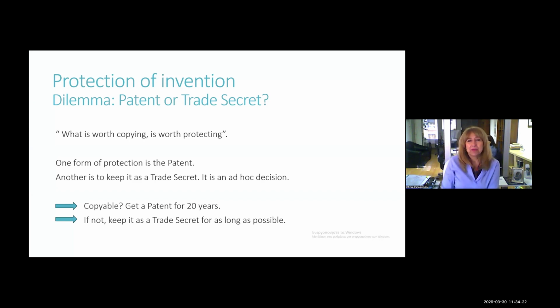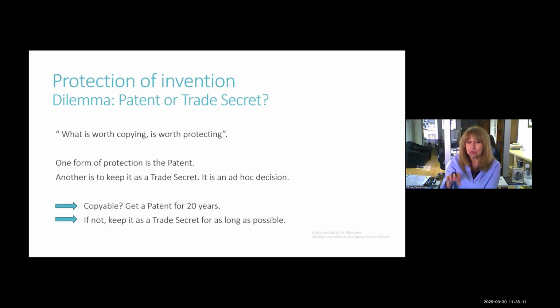It is said here that what is worth copying is worth protecting. Yes. However, we must always try to find the best way to protect something, its patent. So one form of protection is the patent, another is to keep it as a secret. It is an ad hoc decision. Yes, it is a decision that must be taken regarding the specific product or the specific method. So the question to be answered is, is the product or the method copyable? What does it mean, copyable? It means, is it possible for my competitor, if he examines my product or my method, to find out how I did it?